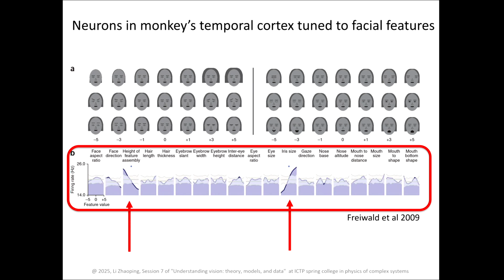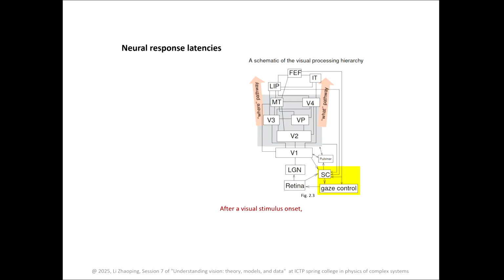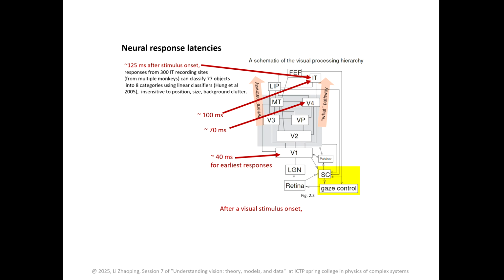After the onset of a visual input, V1 neurons start to respond about 40 milliseconds later. For V4, it takes about 70 milliseconds before they start to respond. And this is 100 milliseconds for IT neurons. By 125 milliseconds, responses from 300 IT neurons can be used as a population to classify visual input objects into categories by a linear classifier.